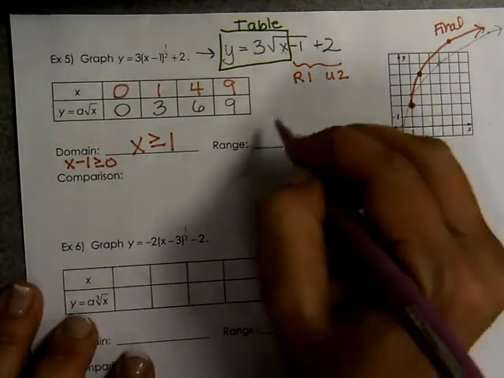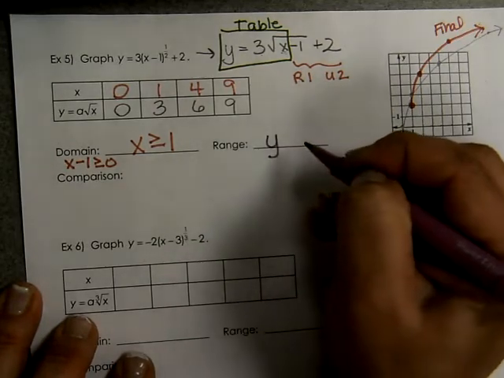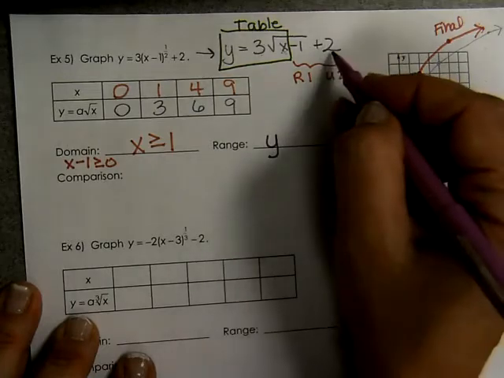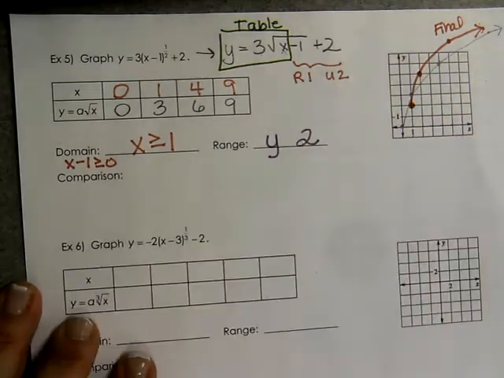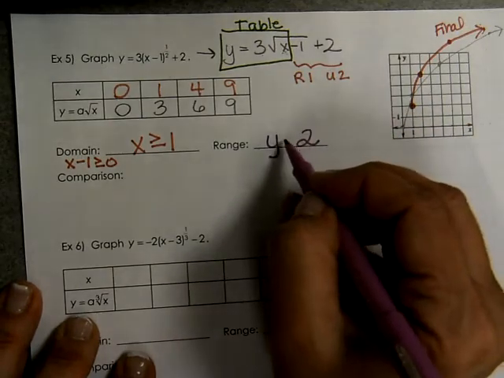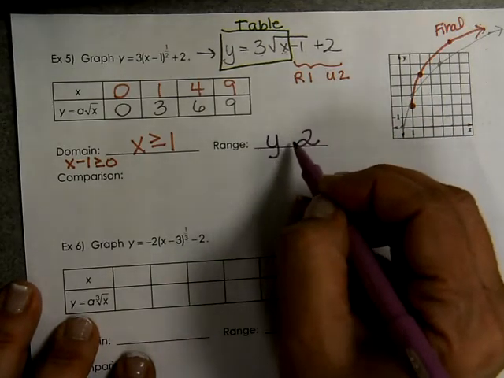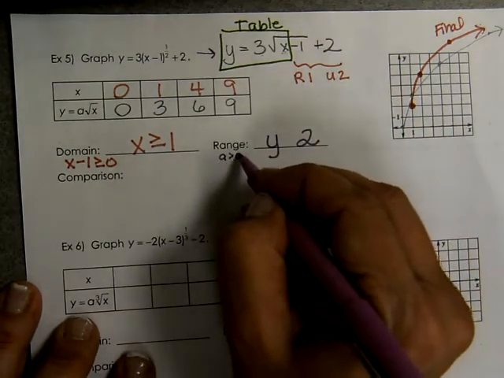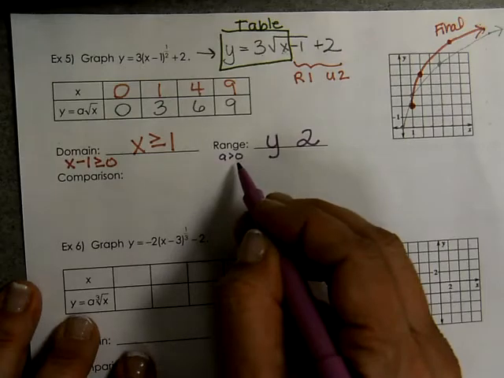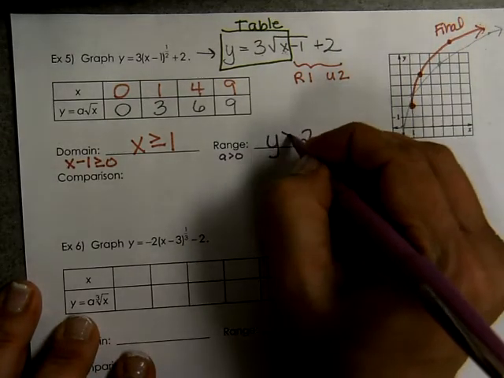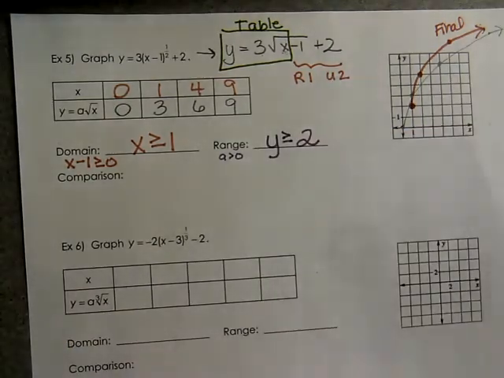What about our range? Remember, we're going to compare y to k. What was our k here? Our k was 2. So to decide if it's greater than or equal to 2 or less than or equal to 2, we look at a. And we notice that a is positive. Since a is positive, that means that it's going to be going up as we visually see. So y is going to be greater than or equal to 2. And that's our range.